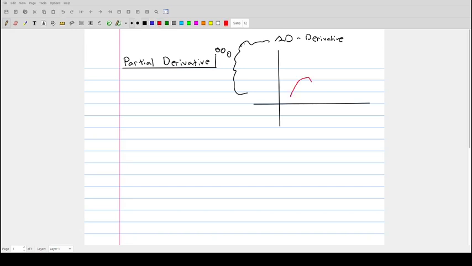So let's say this is our function. Looks like this may be the derivative at any point x naught. We'll say this is the x-axis, this is the y-axis, and this is the curve y equals f of x.